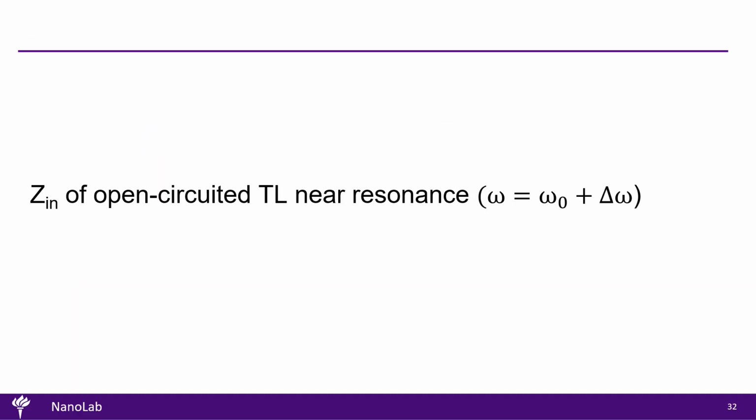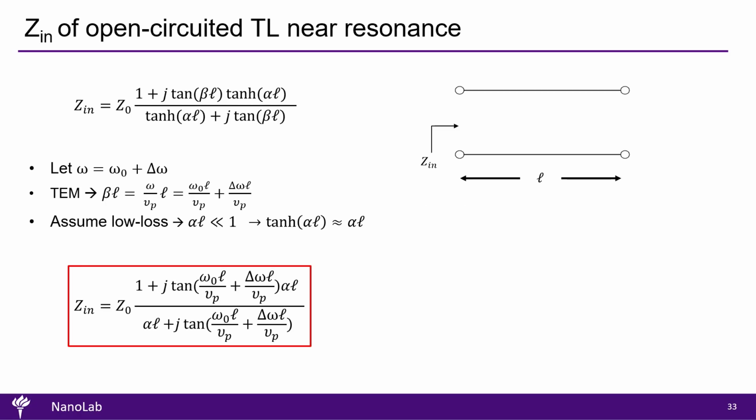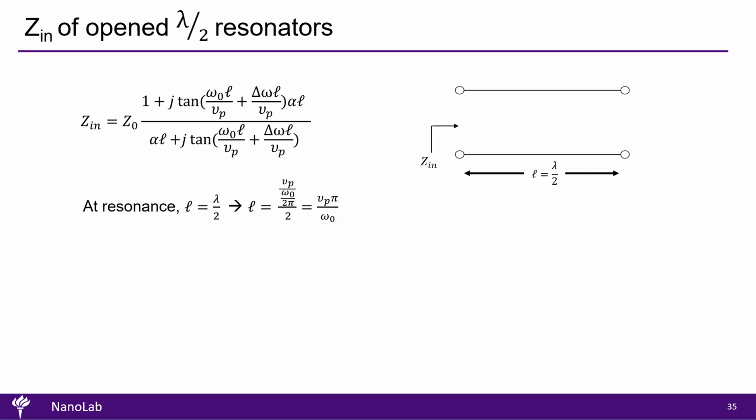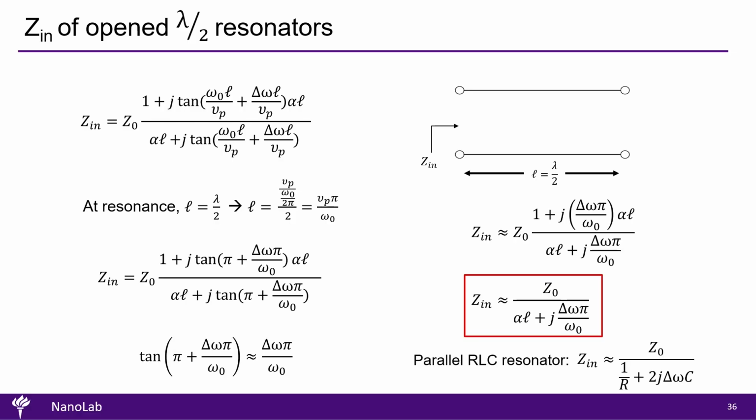Then, as in the case of the short-circuited transmission line, we derive the expression for Zin at a delta omega. Assuming a low-loss transmission line, this results in the expression shown in the red rectangle. Finally, we apply this expression to the case of a half-wavelength resonator, whose length at resonance is equal to half the wavelength of the signal it operates on. This brings us to the compact expression for the input impedance near resonance, shown in the red rectangle. As you may have already noticed, this is equivalent to the expression for a parallel lumped RLC resonator.